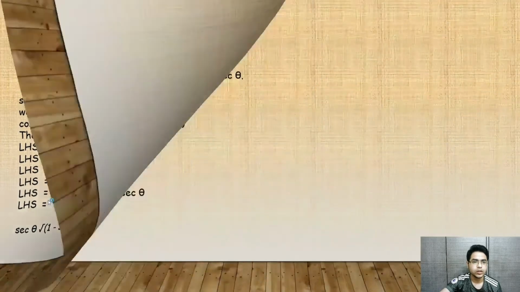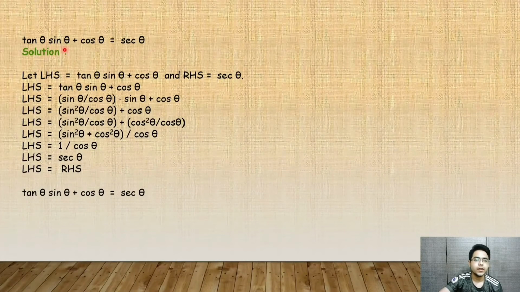Now turning to the next page: tan theta into (sine theta plus cos theta) is equal to sec theta. Now we have to prove this one. So the solution will be, let us assume that LHS is equal to tan theta into (sine theta plus cos theta), and RHS is sec theta. So in LHS we are converting this tan theta into sine theta and cos theta. So tan theta will be equal to sine theta upon cos theta.